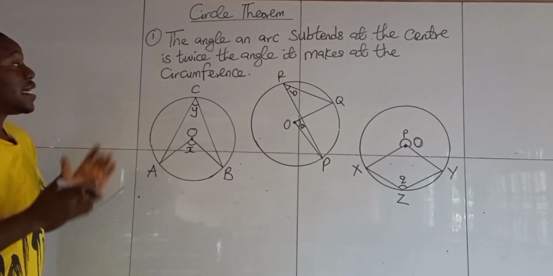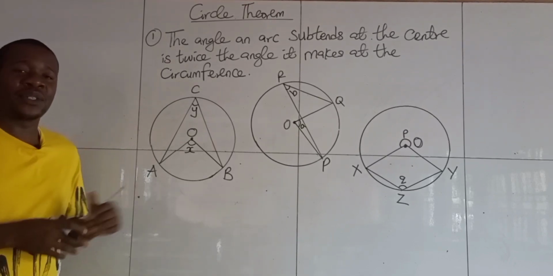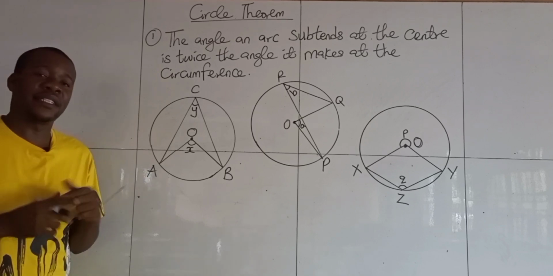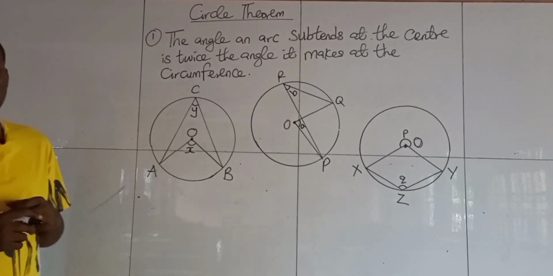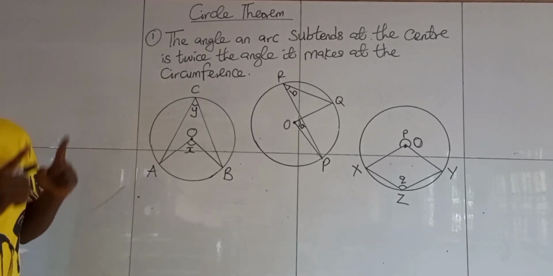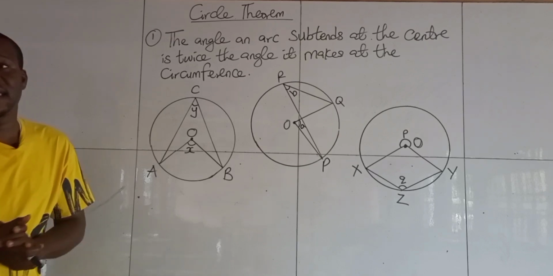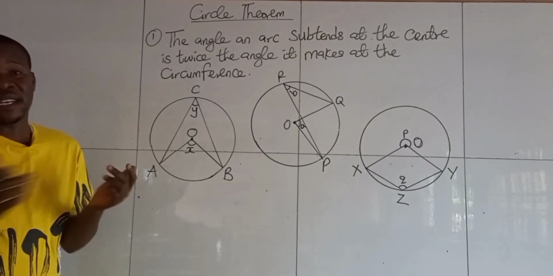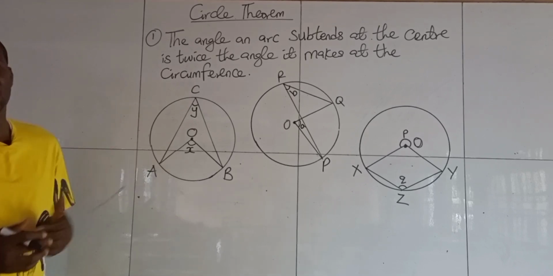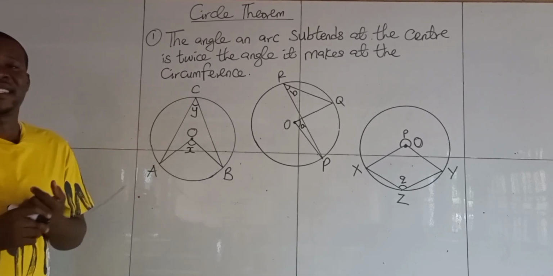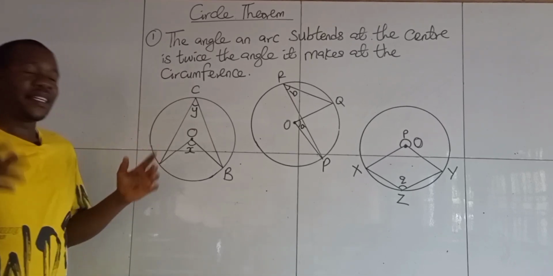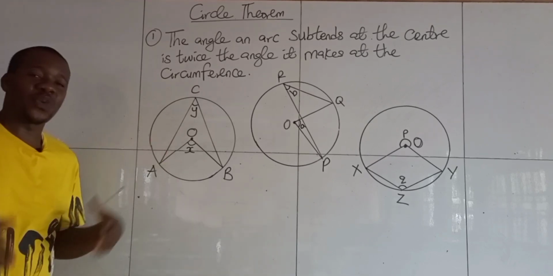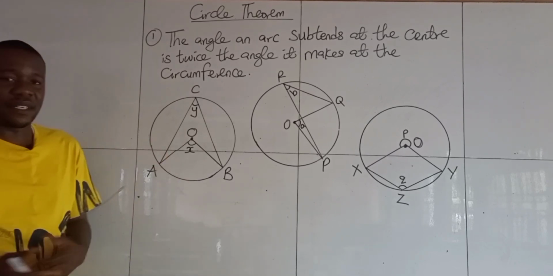Theorem number 1. It states that the angle an arc subtends at the center of a circle is twice the angle it subtends at the circumference. In other words, the angle an arc of a circle will make at the center is 2 times the angle it makes at the circumference. All right? Some will say angle at the center is twice angle at the circumference. We are still talking about the same thing.